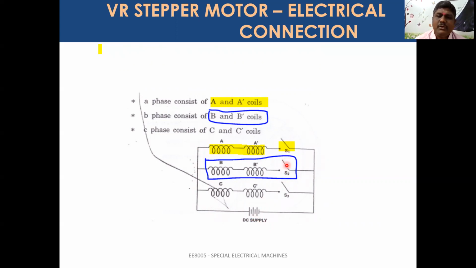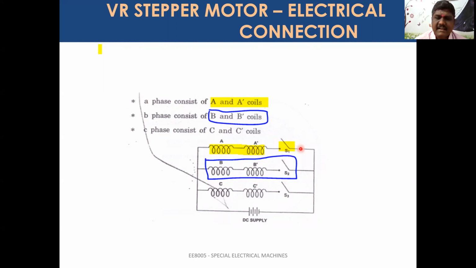And if you want to get the two excitations, S1 and S2, both together will be closed. Now this will be getting on and this will be getting on, and at the same time this will be getting off. Any two excitations will be given at the same time, with two phases on by closing the switches.